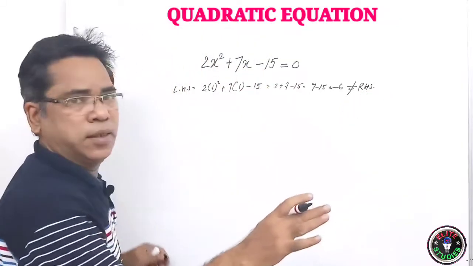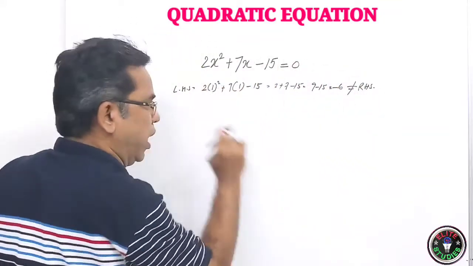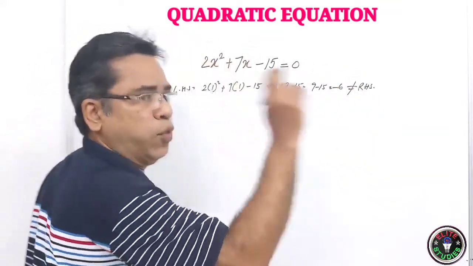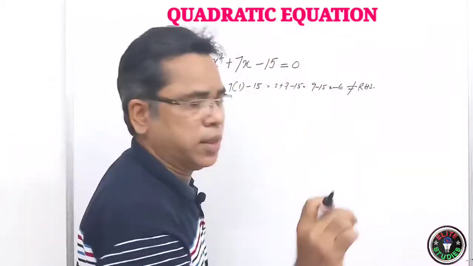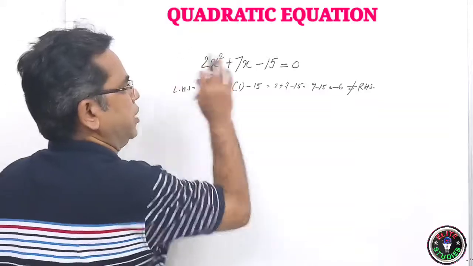Dear students, since LHS is not equal to RHS for x is equal to 1, this means x is equal to 1 is not satisfying this given equation. So therefore 1 is not a root of this given equation.